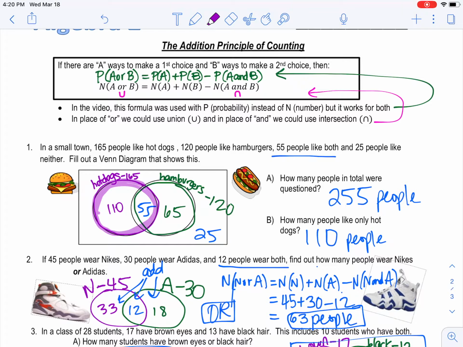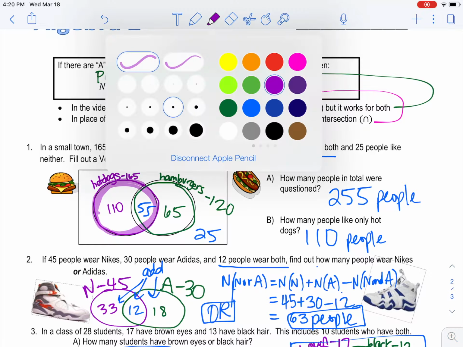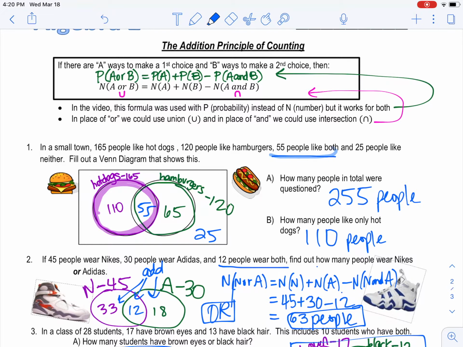The intersection plus this other number has to add up to 65 because you have 55 people right here that like both. You see how you got that 55 people that like both? That part right there is included in both of those circles, that 55. So you can't have 165 right here and 120 for the number of hamburgers right there, because you got that overlap of 55 and you can't count the overlap twice.